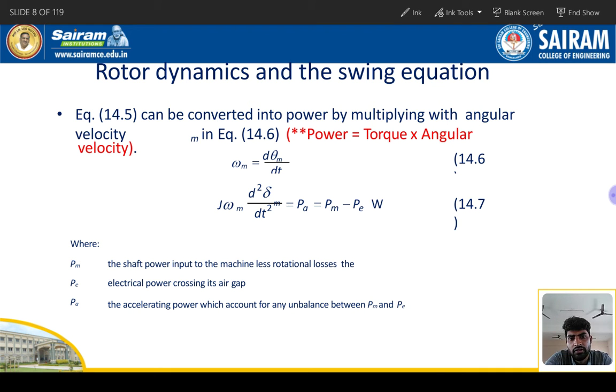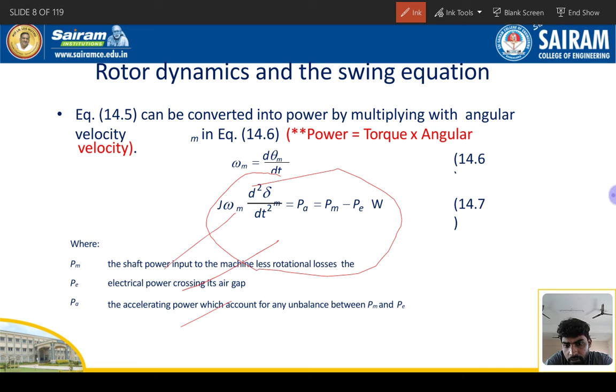And see here, I told you power is equal to what? Torque into angular velocity, right? So T into angular velocity. Mechanical power developed by the motor is T into omega. Electrical power developed by the motor is E2 into omega or EB into omega. So both we will get equally, but some slight difference will be there. Finally, we will get J omega m d square delta m by dt square equals Pm minus P, where J is the inertia and omega m is the angular frequency or synchronous speed of this motor. P is the electrical power passing in this area.